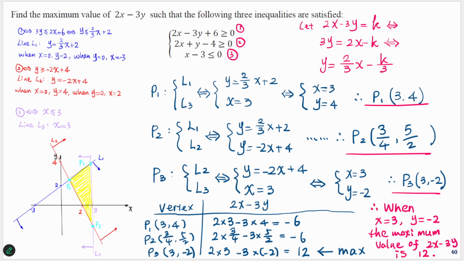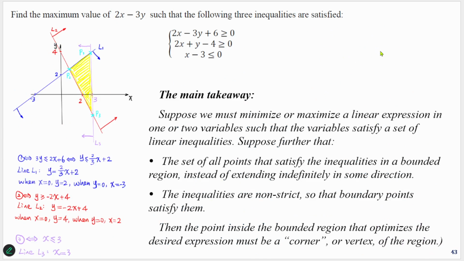All right. So what is the main takeaway here? Let's try to summarize the method we use here. Suppose we must minimize or maximize or optimize a linear expression. This is our target. Suppose the target is a linear expression in one or two variables, such that the variables satisfy a set of linear inequalities, like this.